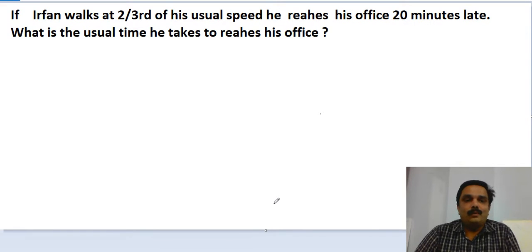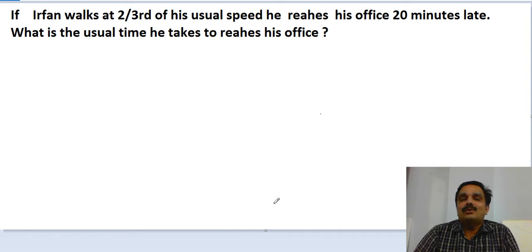If Irfan walks at 2 by 3rd of his usual speed, he reaches his office 20 minutes late. What is the usual time he takes to reach his office? Alright. Now the problem very clearly says Irfan walks at 2 by 3rd of his usual speed. What do you mean by walking at 2 by 3rd of his usual speed? Less than the usual speed, because the fraction 2 by 3 is less than 1, right?